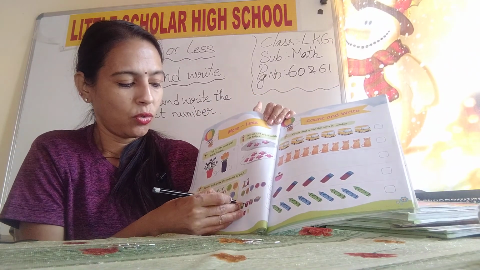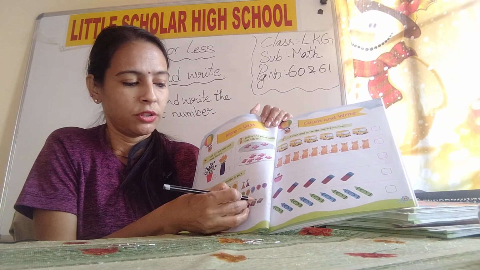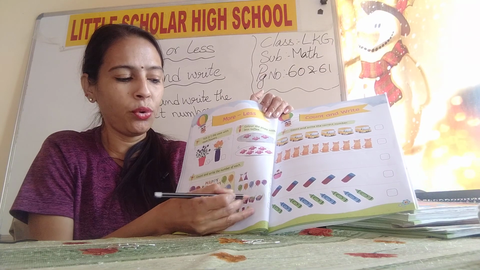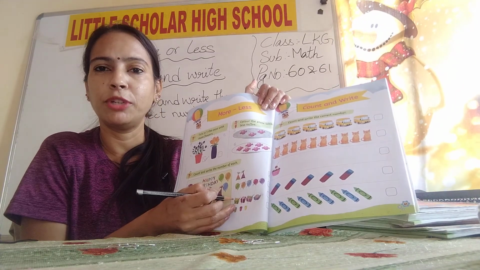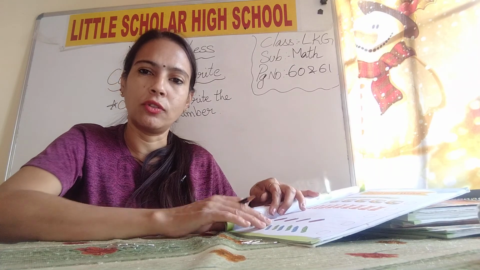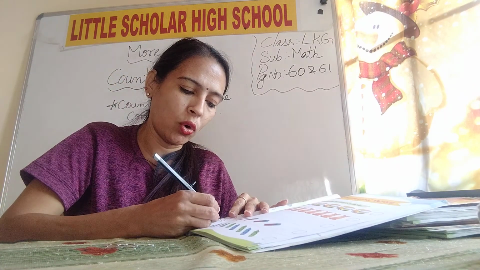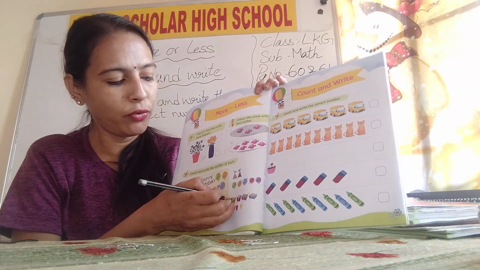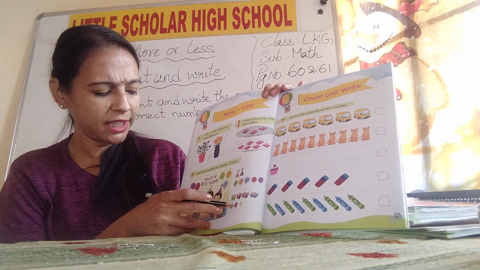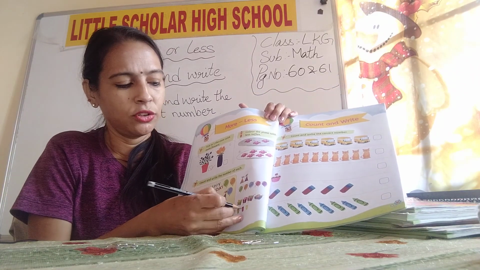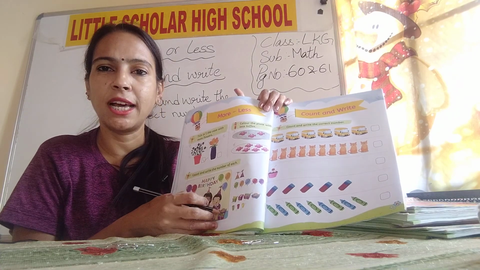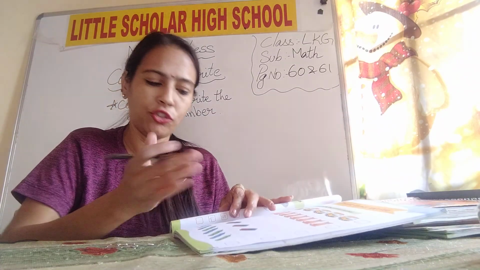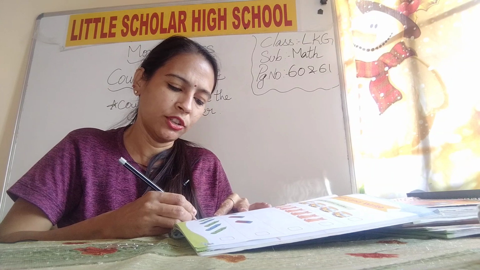Now, how many gift boxes are there? Let us count that. 1, 2, 3, 4. How many gift boxes? 4 gift boxes. So we will write number 4, right? There were 4 gift boxes. Now how many glasses are there? 1, 2, 3. So there were 3 glasses. So we'll write number 3 over there.